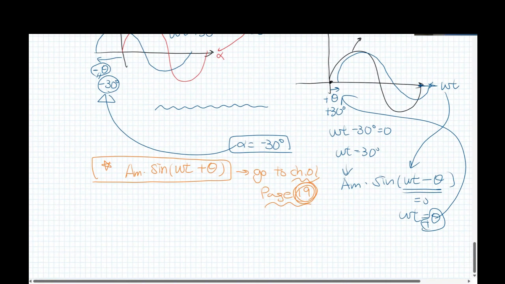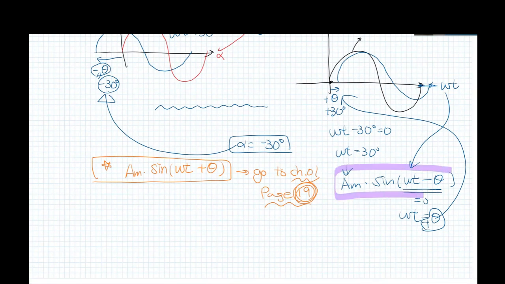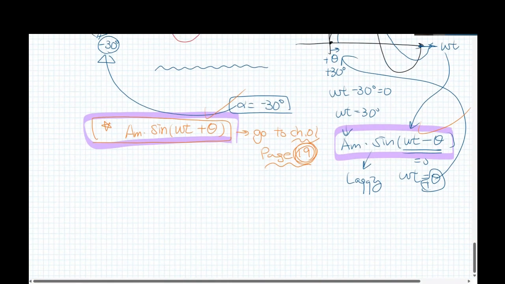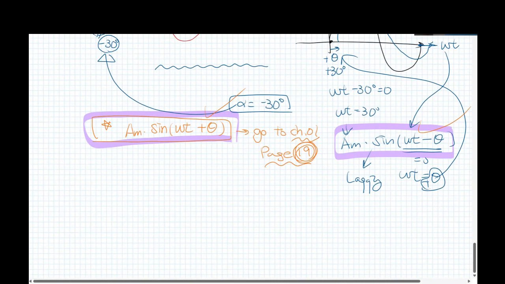So the general format is A sub m times sine omega t minus theta, that is the lagging. But here, A sub m times sine of omega t plus theta is the leading. All right. And then the other thing here.